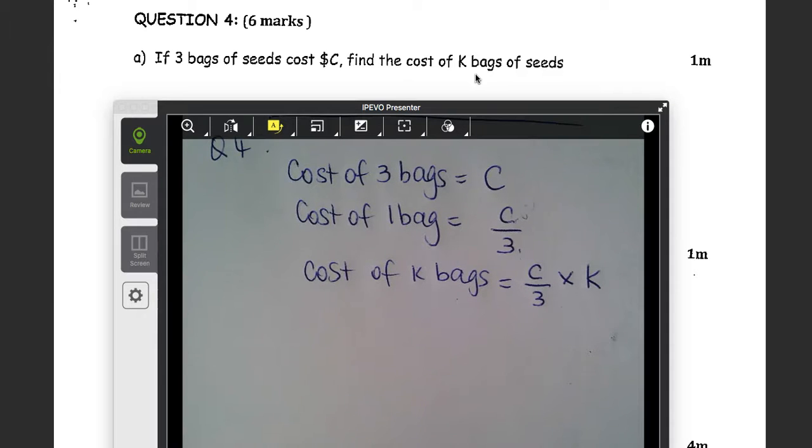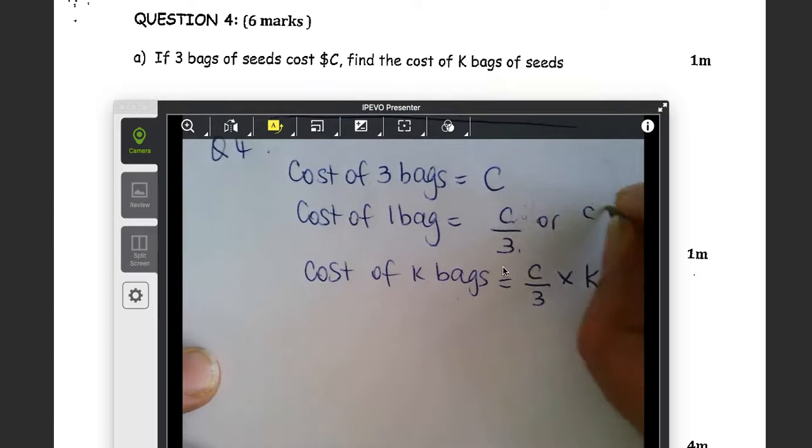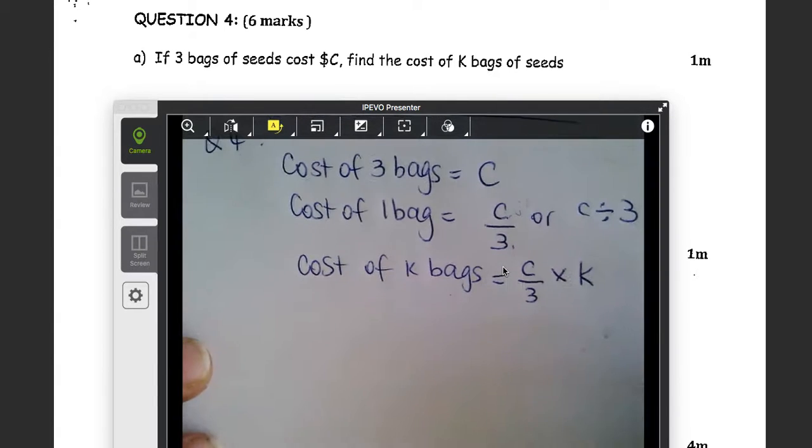Oh, so we're just writing the expression. Yes. You can't work it out. You're just writing expressions, so you can't find the cost. So if the cost of 3 bags is C, the cost of 1 bag will be C divided by 3. You don't actually know what it is, all right? And so if that's the cost of one bag, then K bags will be whatever the cost of one bag is times how many bags you've got.